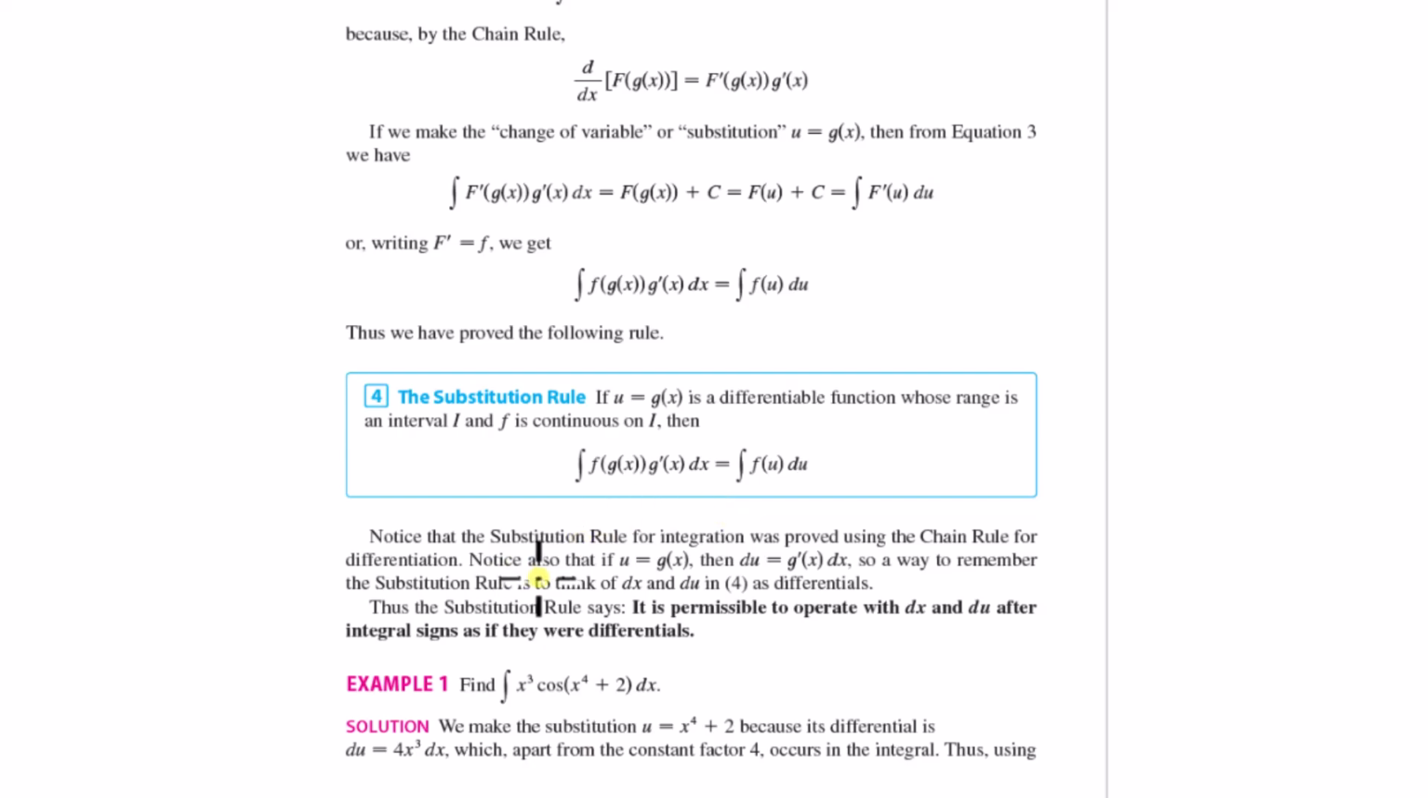Okay, so now it says, notice that if u is equal to g of x, then du is equal to g prime of x dx. So a way to remember the substitution rule is to think of dx and du in 4 as differentials. Then the substitution rule says it is permissible to operate with dx and du after integral signs as if they were differentials. So what are they saying here?